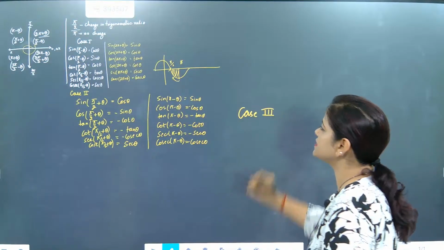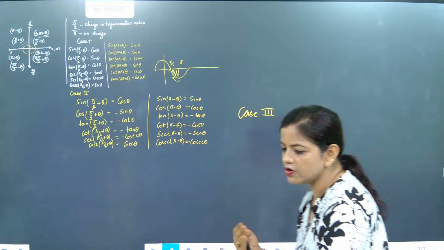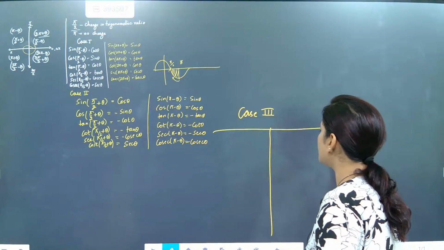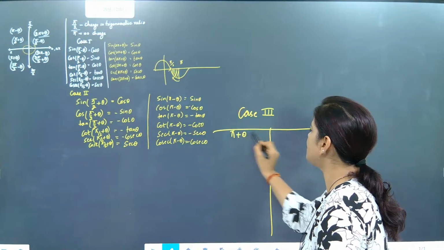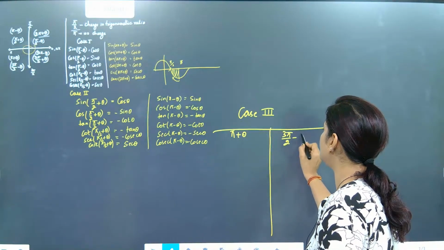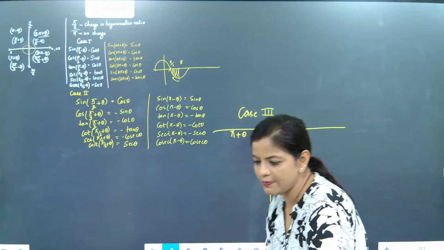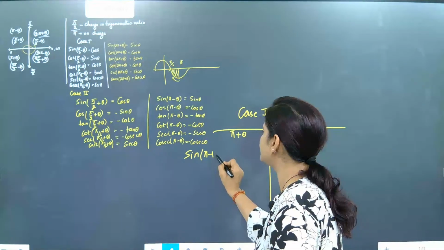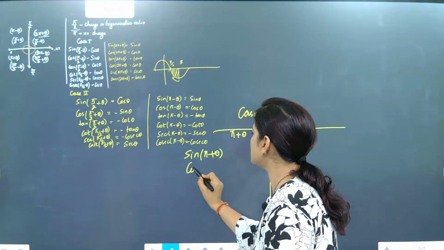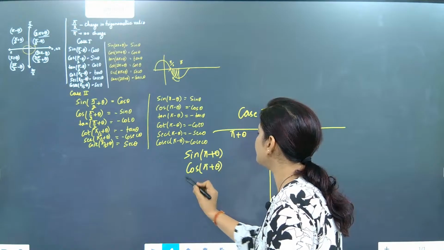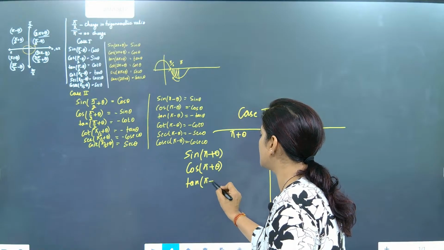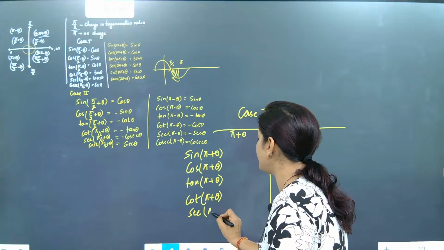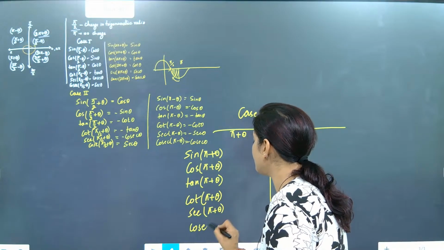So when case 3 is exactly coming, we are going to understand how we are going to deal with the next one. The next quadrant is the third quadrant. In the third quadrant, if somebody asks, you will say pi plus theta and 3 pi by 2 minus theta. So when we are dealing with pi plus theta, here it will become sine of pi plus theta, cos of pi plus theta, tan of pi plus theta, cot of pi plus theta, secant of pi plus theta and cosecant of pi plus theta.